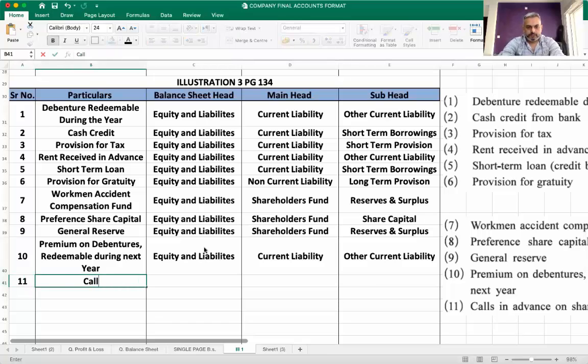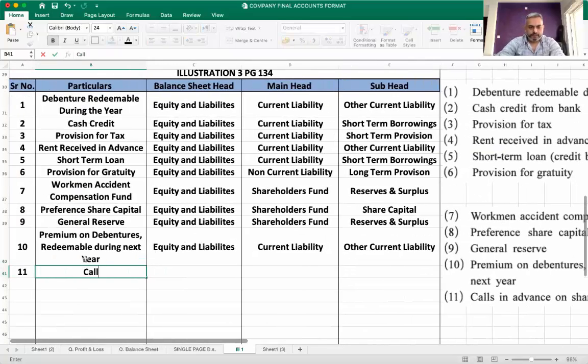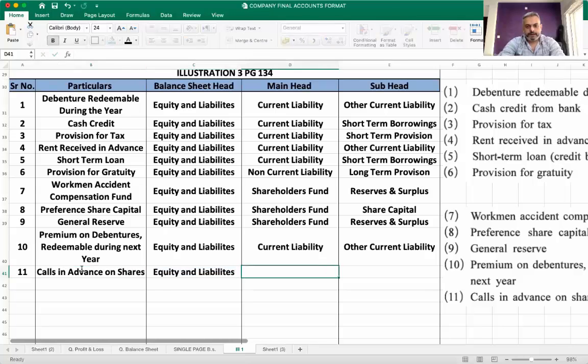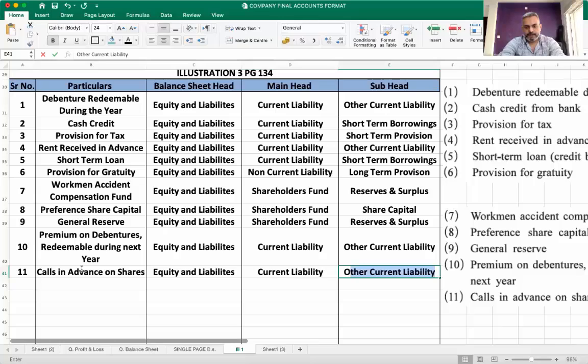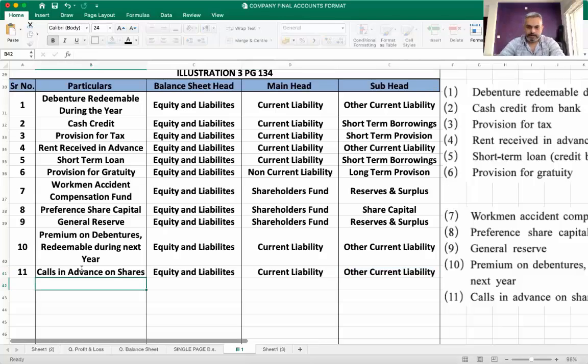Eleventh, calls in advance. Already done this on shares. In equity and liabilities, current liabilities, other current liabilities.